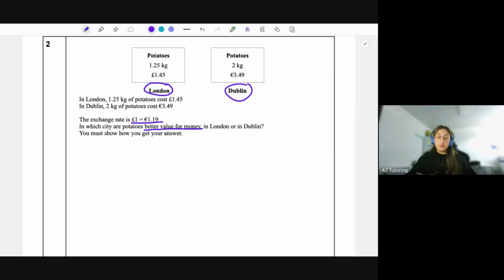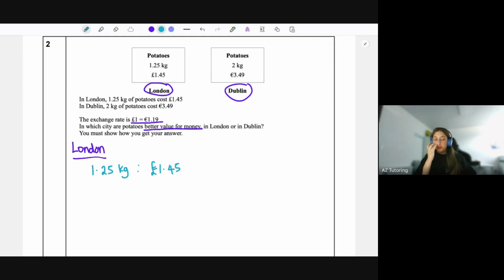So first of all, let's do the London price because that's already given to us in pounds. With currencies, you have to stick to the same currency. Either you convert everything to euros or everything to pounds. I'm going to convert everything to pounds. So with London, I can see 1.25 kg of potatoes costs me £1.45.